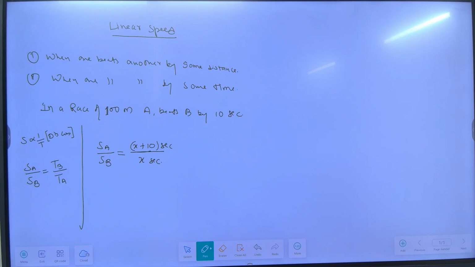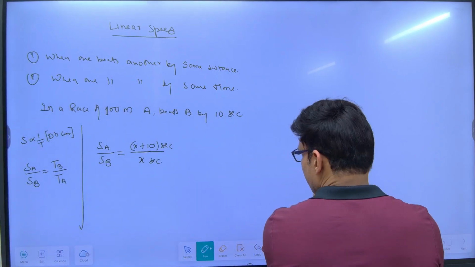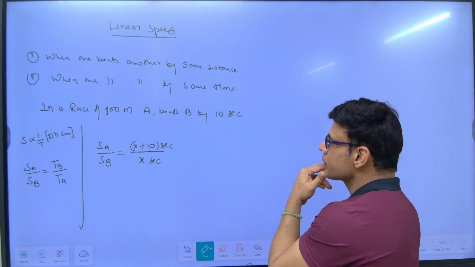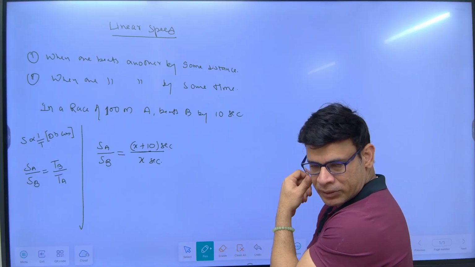Right? Here you get the ratio of speed. The ratio of speed will remain, but the value of x is not found. For the value of x, you need to know other things also. I can have multiple cases where the equation can be verified.